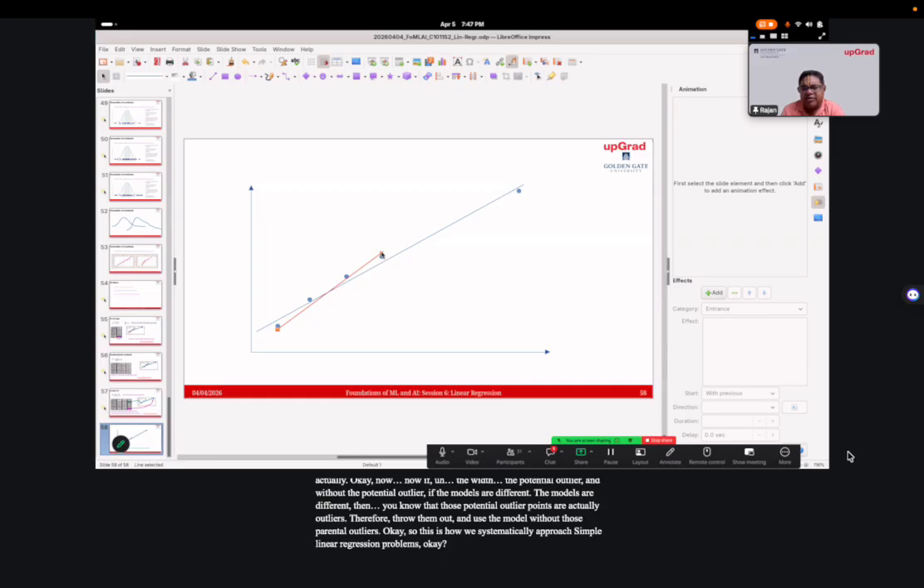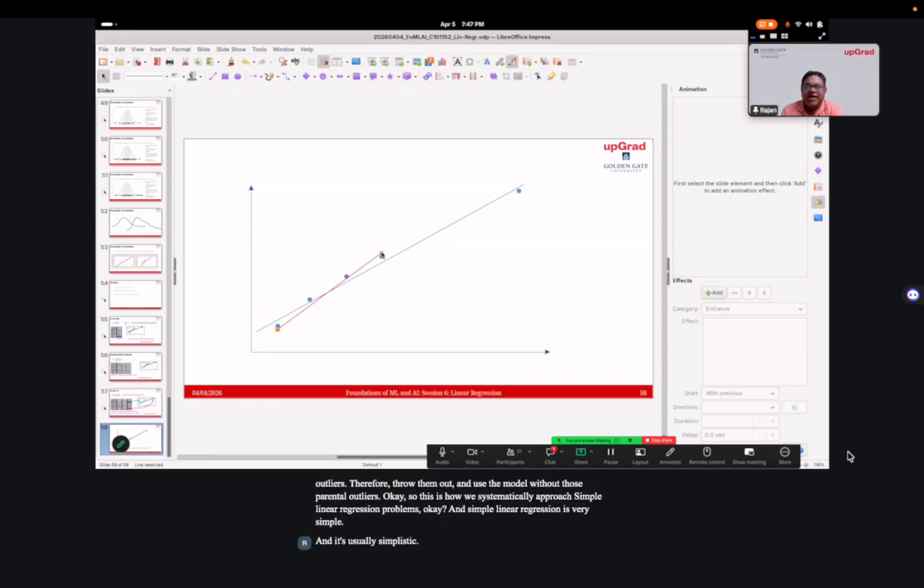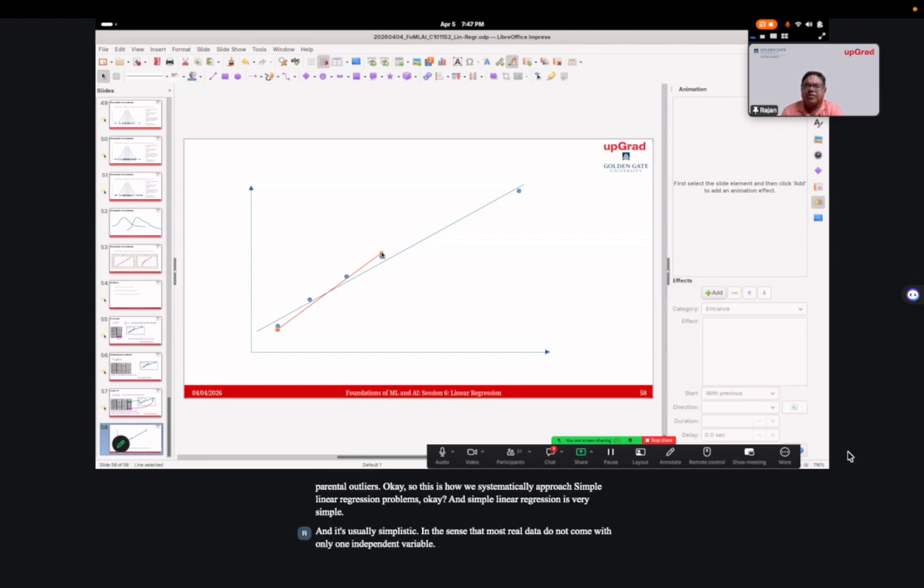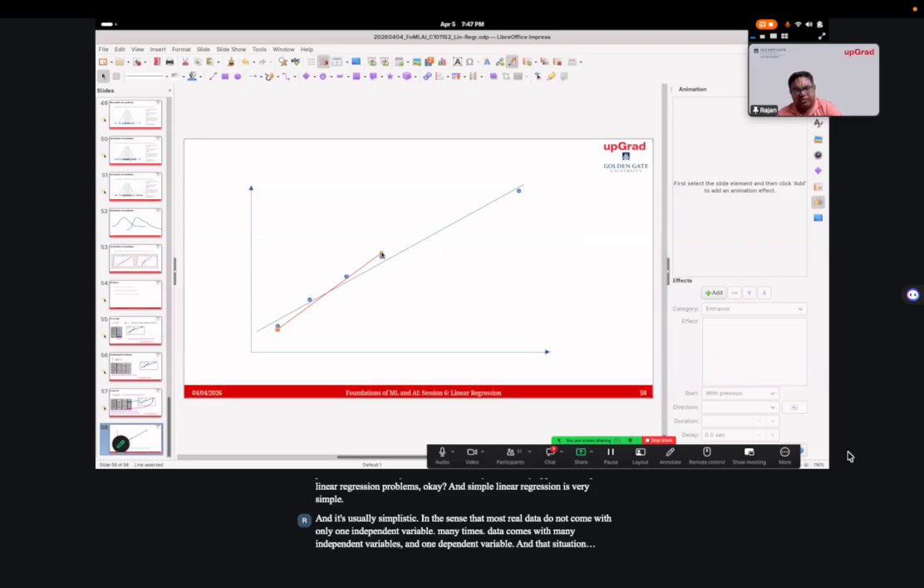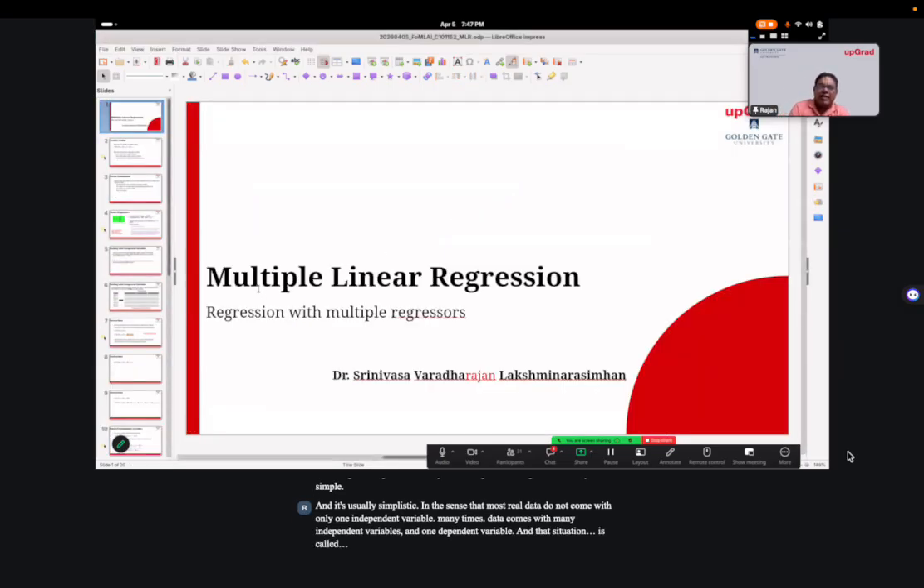Okay, and simple linear regression is very simple and is usually simplistic in the sense that most real data do not come with only one independent variable. Many times data comes with many independent variables and one dependent variable. And that situation is called multiple linear regression. That is regression built with multiple regressors or independent variables. And that's where we are moving next.